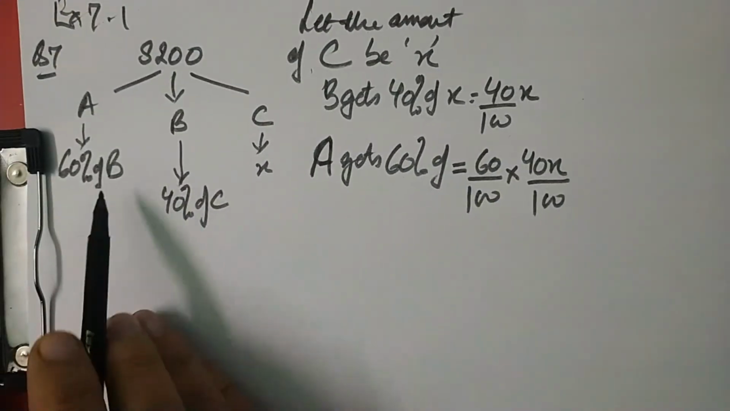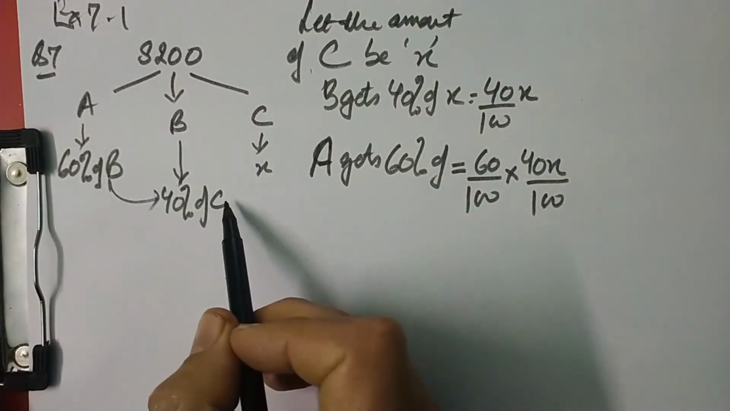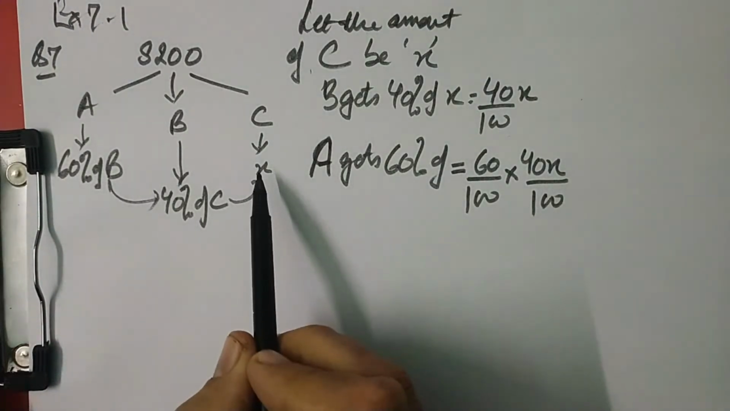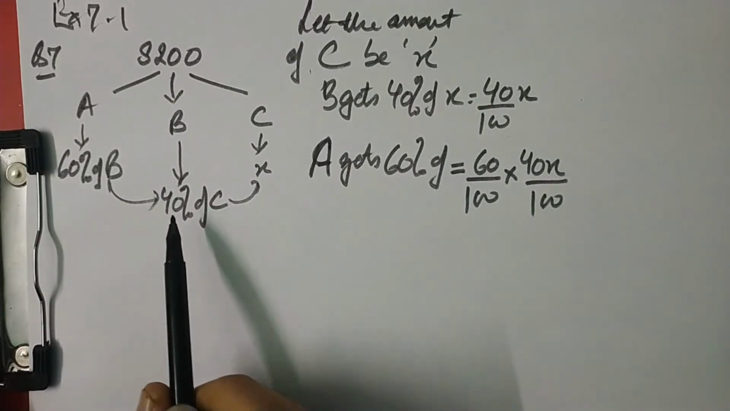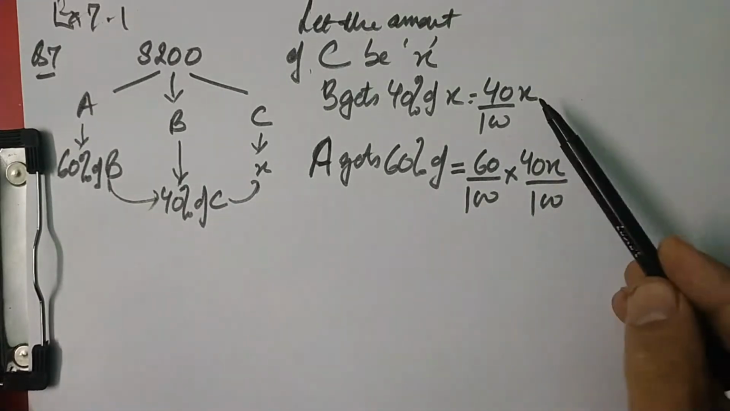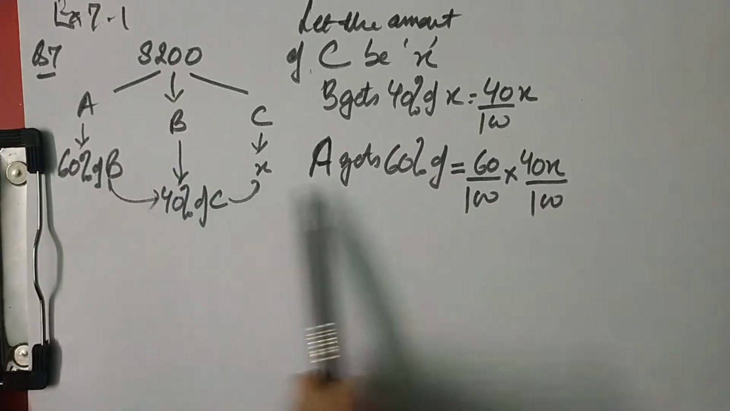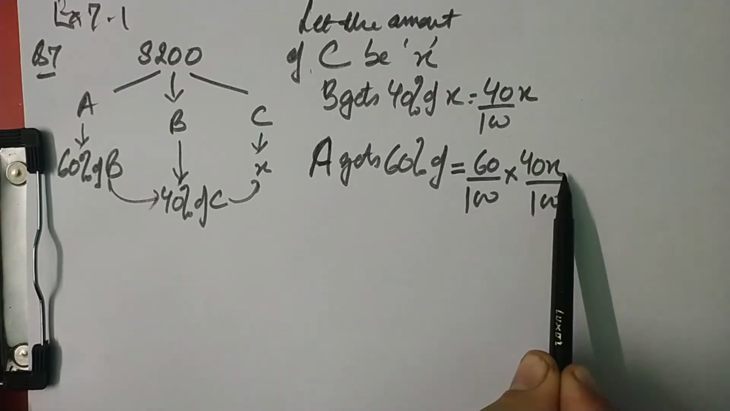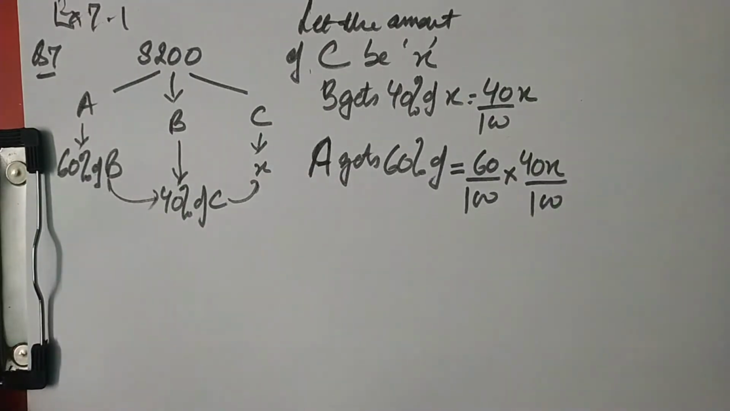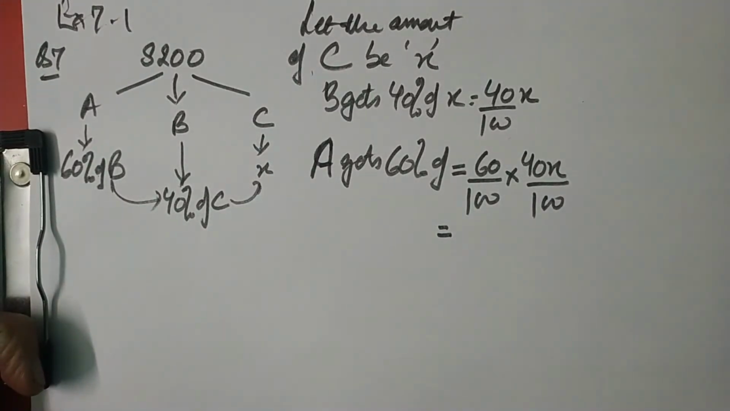Keep this in mind. A is 60% of this. This is 40% of this. Therefore, if this is x, B will become 40%, so 40% of this means 40x upon 100. A will get 60% of this number, so 60% of 40x upon 100. You can simplify this, and now the equation becomes a simple linear equation.